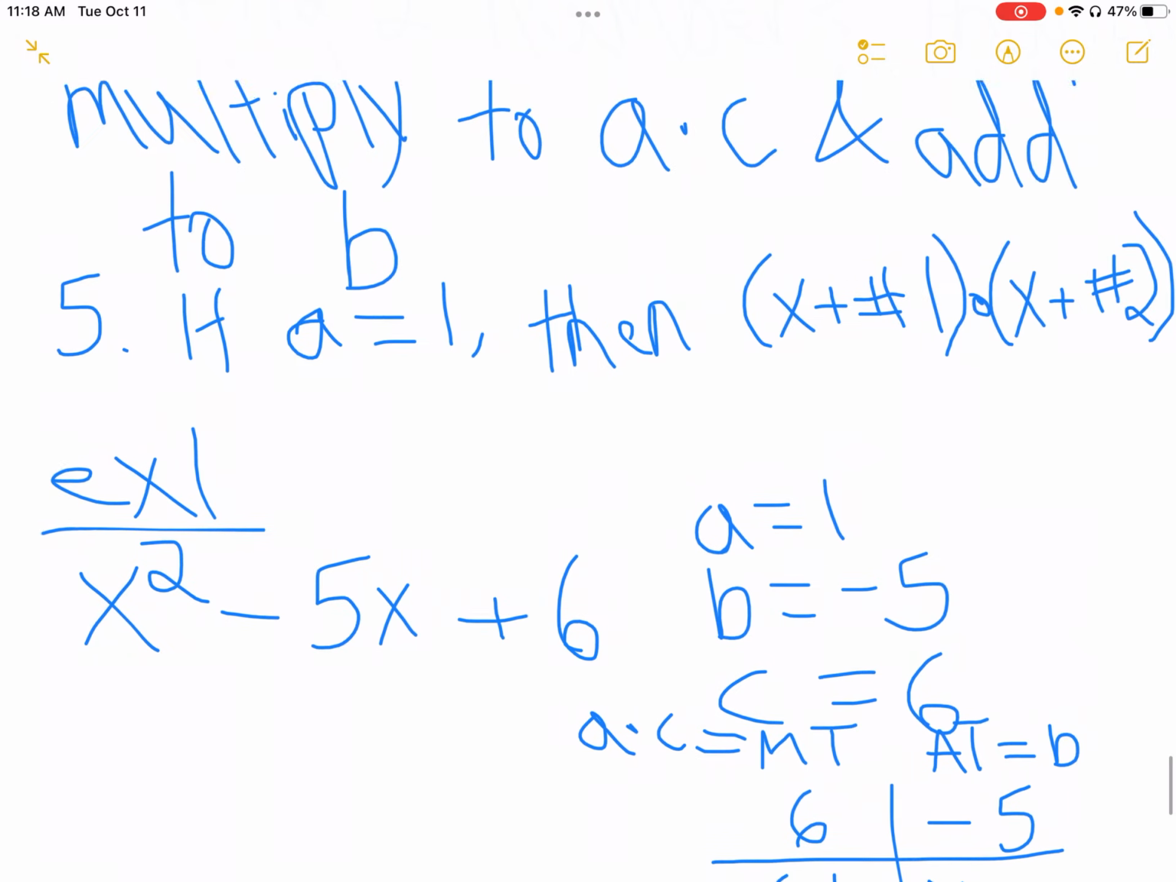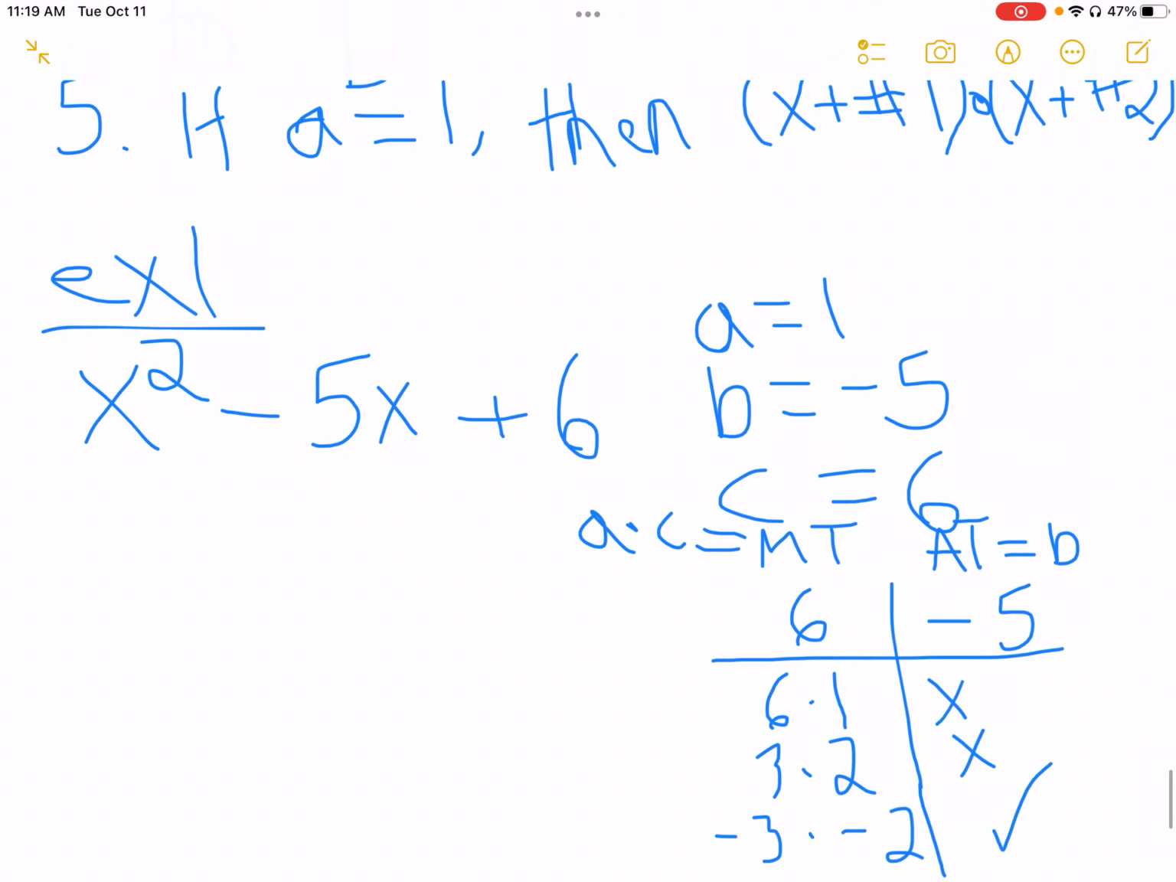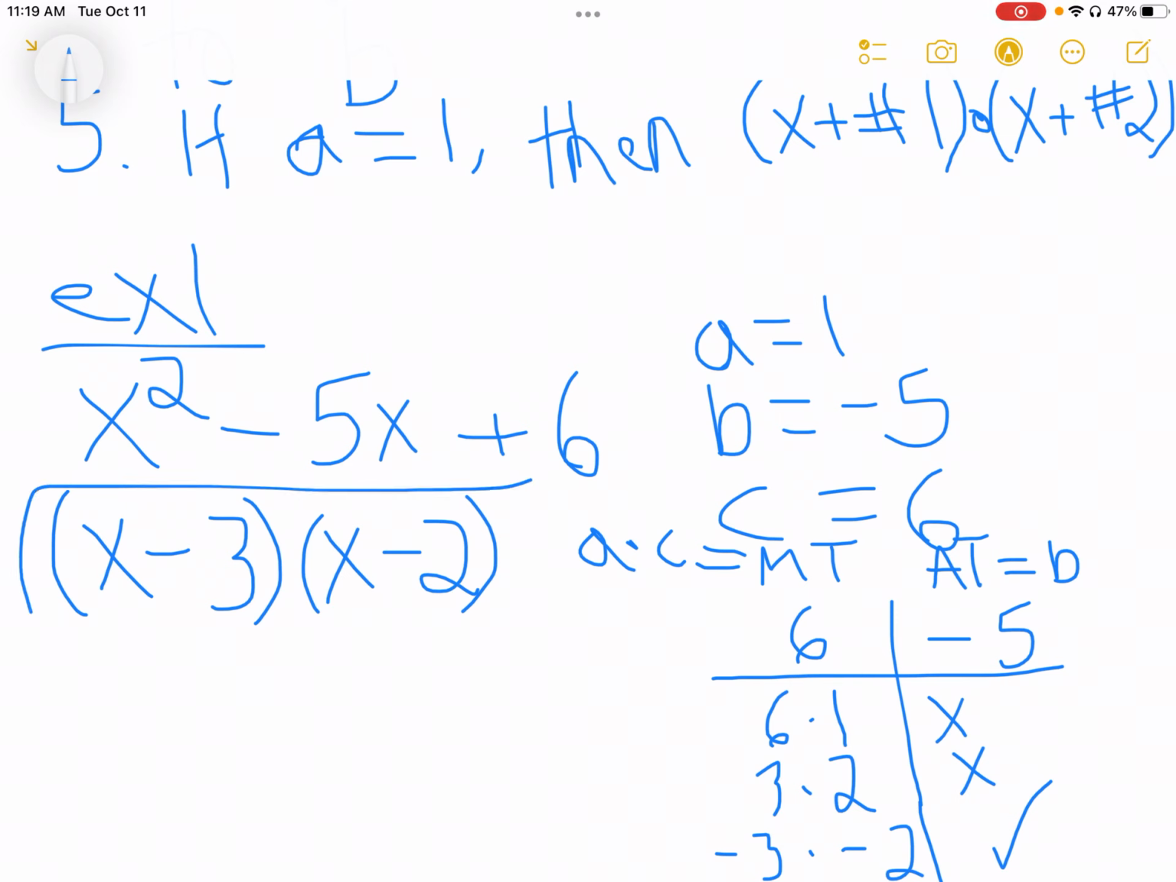Now over here it says, if a is 1, which my a is 1, then I can write my answer like this. So let's keep that in front of us and write it out. I'd have x plus my first number. My first number was minus 3. So I'd say x minus 3, x minus 2. Okay, and that would be my answer.